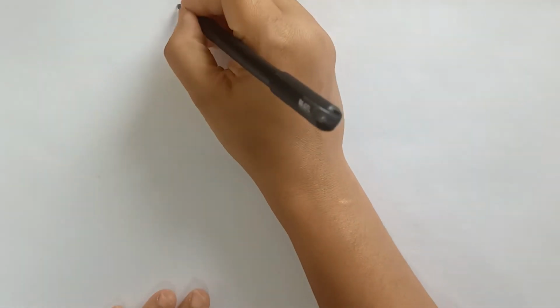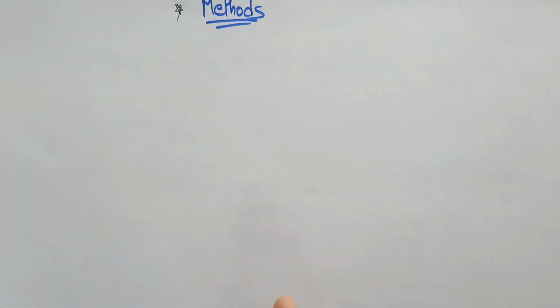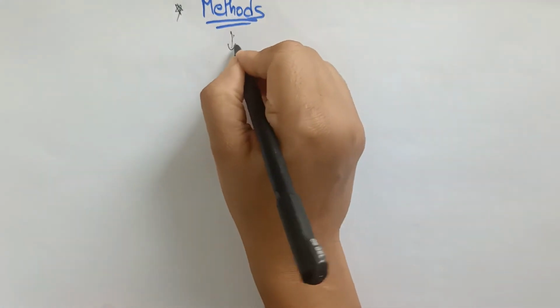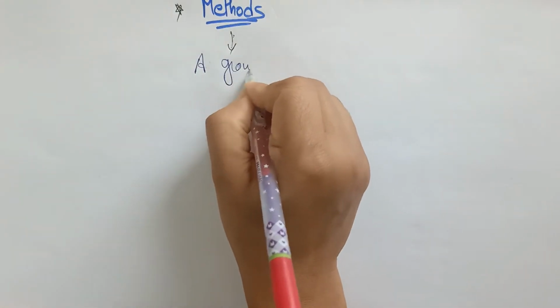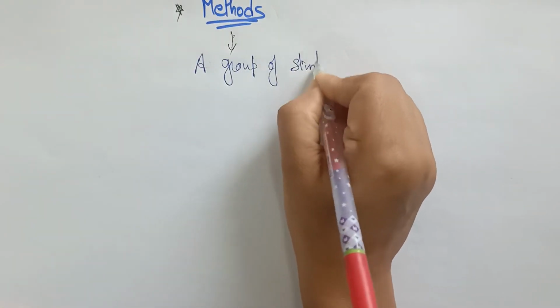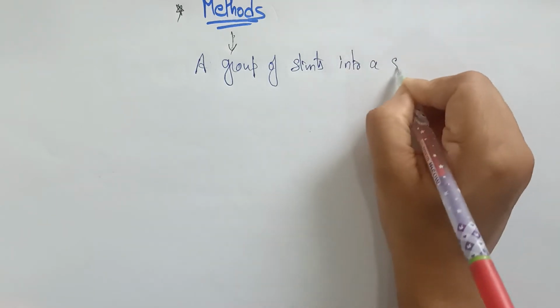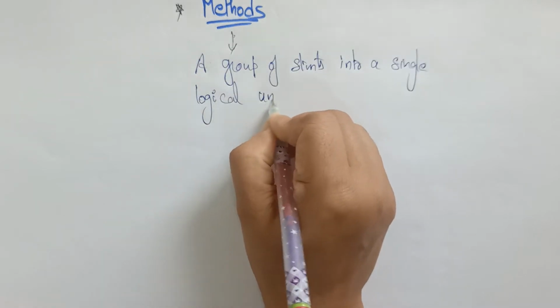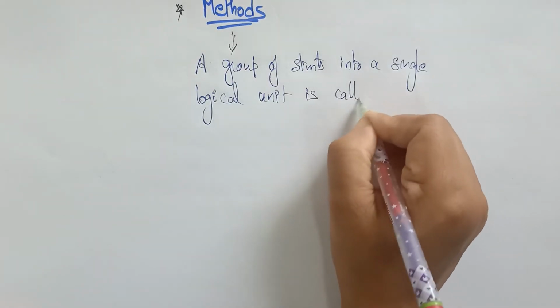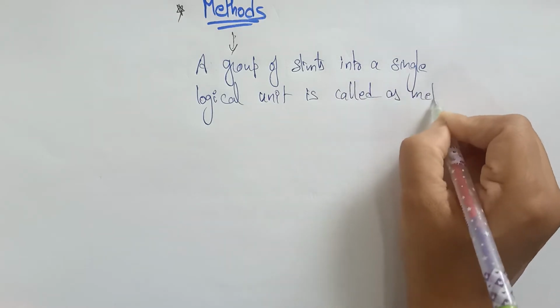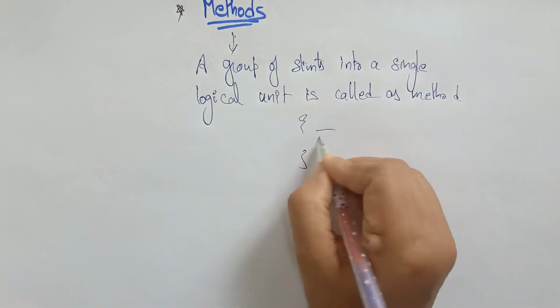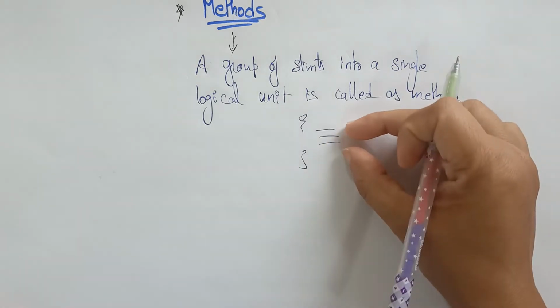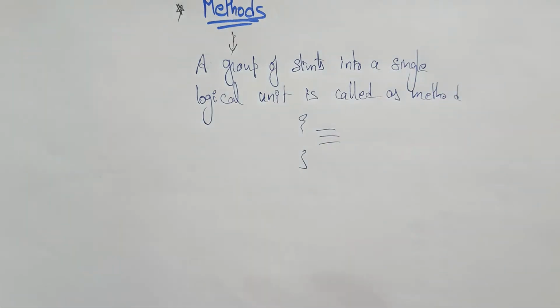Methods is one of the important concepts, students. So now let's see what this method is. You all know the general meaning. What is a method? A group of statements into a single logical unit is called a method. Right or wrong? A method consists of a group of statements in a single logical unit, we call it a method. So this is the basic definition. Everyone knows about this definition.